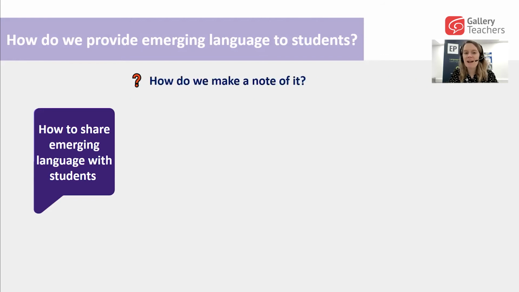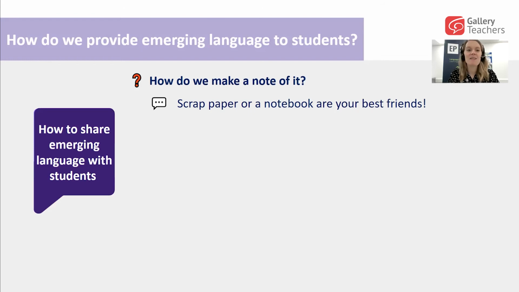So if we think about first, how do we make a note of it? How are we going to write down all of this emerging language that's coming up during our lessons? For me, some scrap paper or a notebook are really your best friends with this. Always having a bit of paper to hand, somewhere to write things down, even if it's your phone, somewhere where you're going to be able to make notes quite quickly and fairly coherently so you can refer back to them.